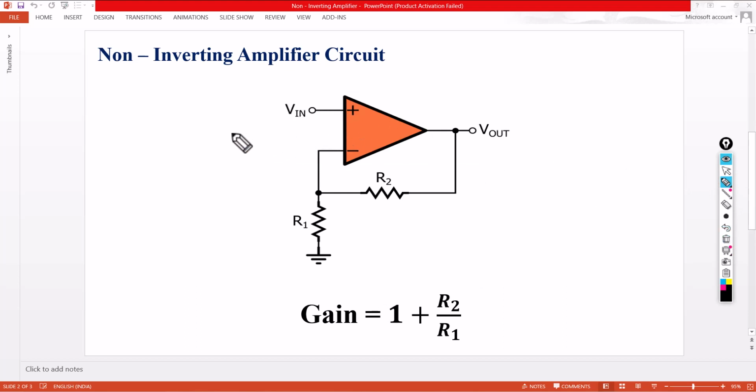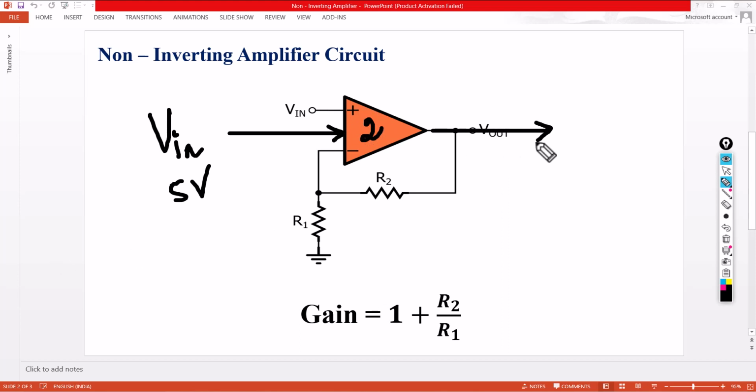and you are going to give some input. Say your input voltage, let it be 5 volts. I'm considering the gain of this amplifier is 2. Then definitely you will get 10 volts as an output voltage. Because it is a non-inverting amplifier, whatever input you give, you will get the amplified output with respect to the input and gain value.